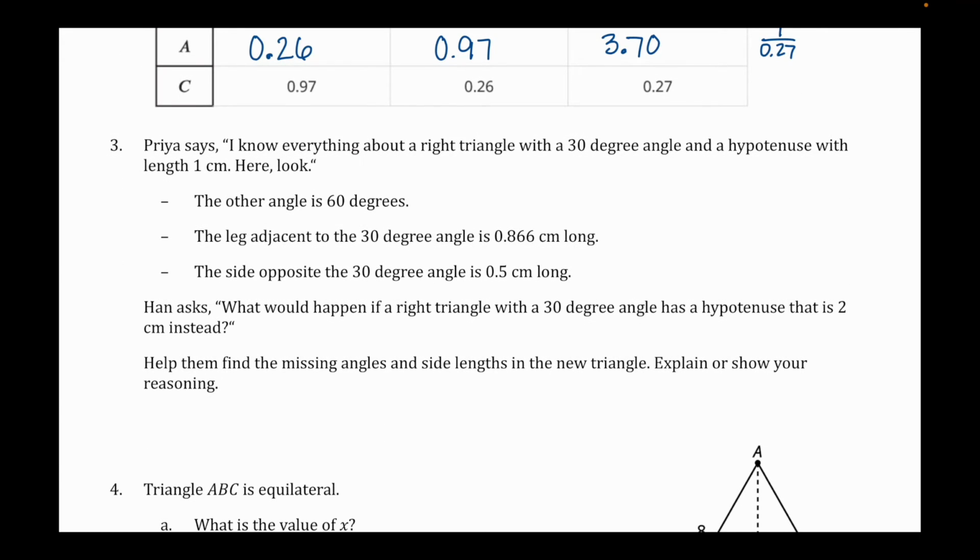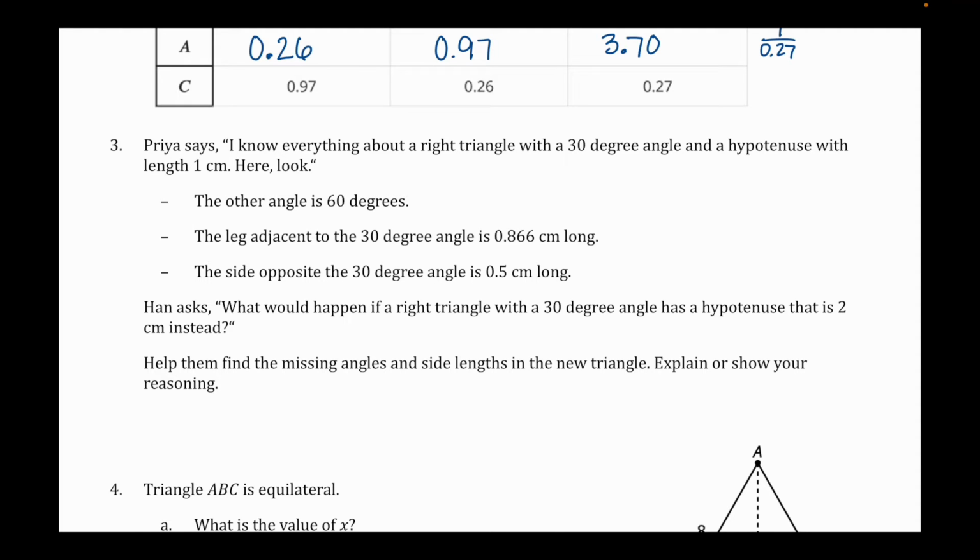This one has a little bit more of a conversational back and forth. So let's read through Priya and Han's conversation here. Priya says, I know everything about a right triangle with a 30-degree angle and a hypotenuse with a length of 1 centimeter. Here, look. And so she says the other angle is 60 degrees. The leg adjacent to the 30-degree angle is 0.866 centimeters long, and the side opposite of the 30-degree angle is 0.5 centimeters long. So Han asks, what would happen if a right triangle with a 30-degree angle has a hypotenuse that's 2 centimeters instead? So help them find the missing angles and side lengths in the new triangle, and then explain or show your reasoning.